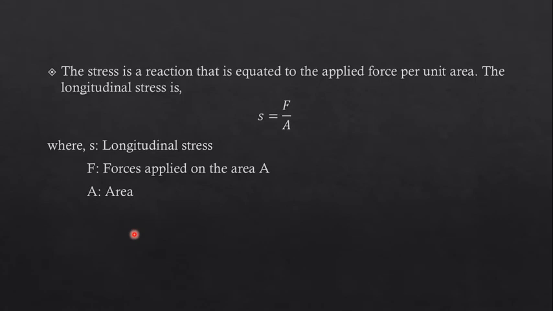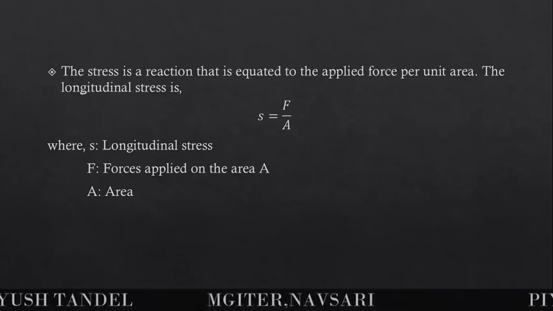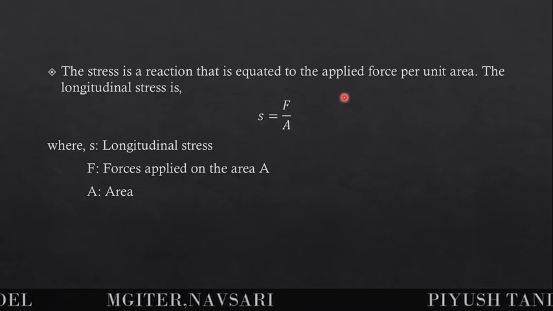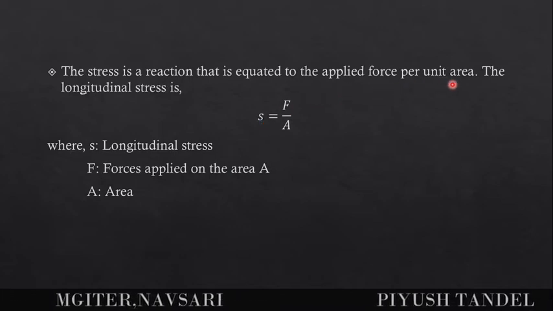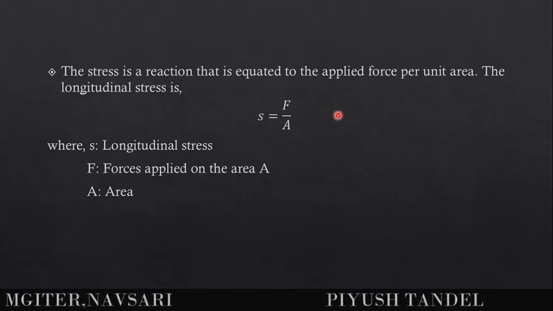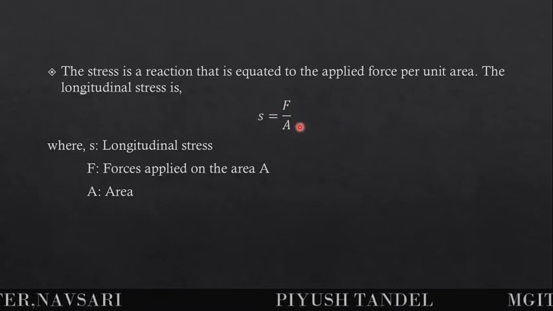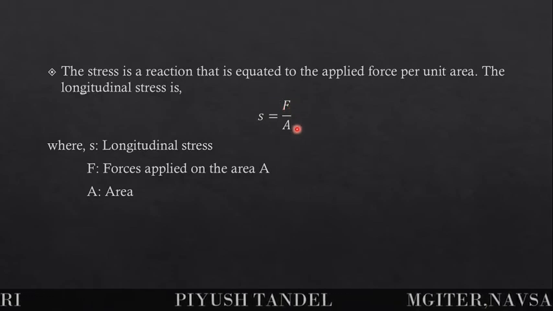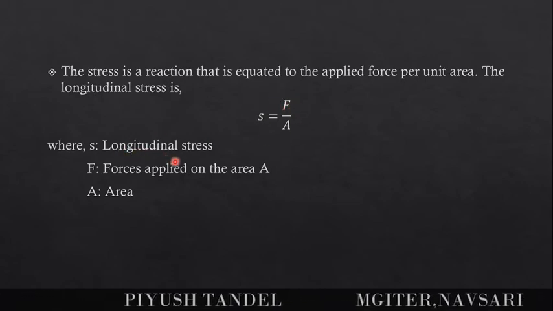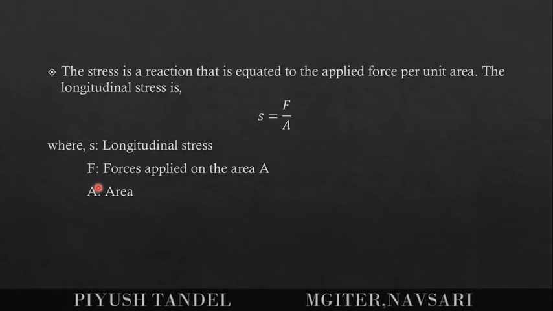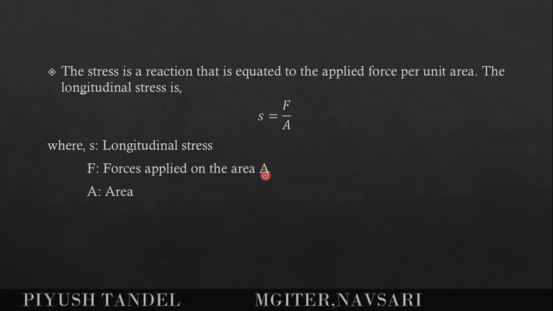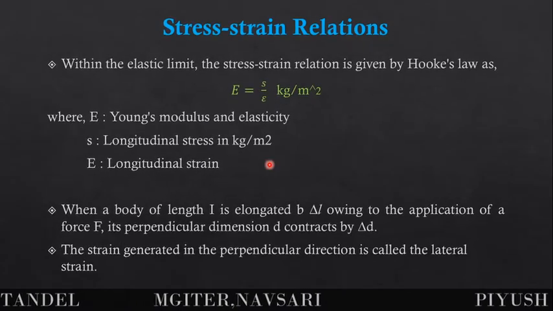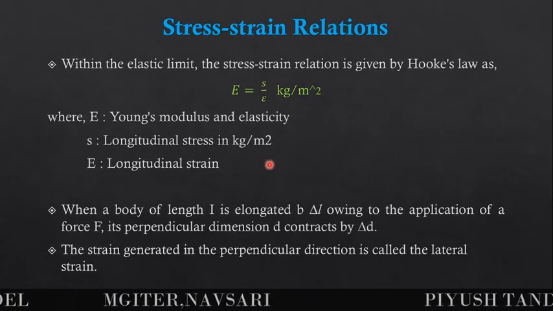Now the stress is a reaction that is equated to applied force per unit area. It is defined as the applied force per unit area, that is, longitudinal stress. So S = F / A, where S is the longitudinal stress and F is the force applied on the area A. Now the relation between strain and stress.